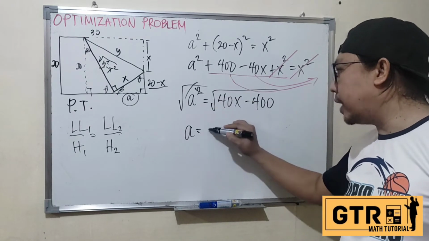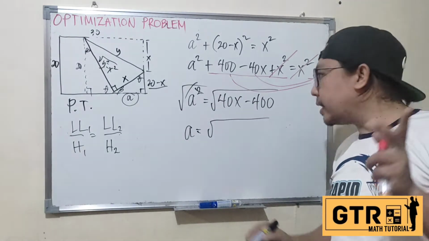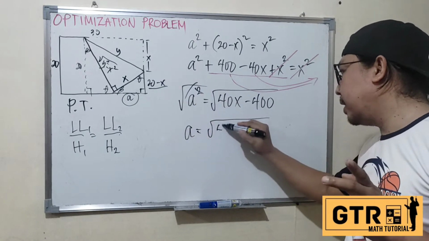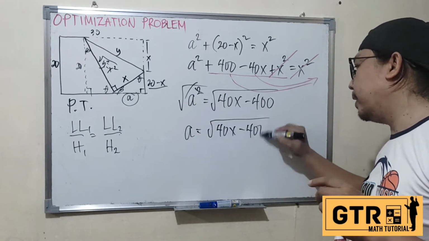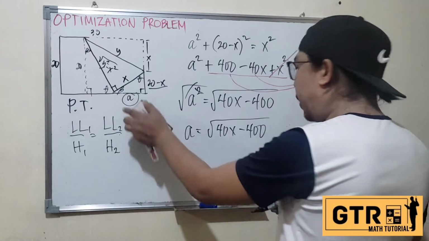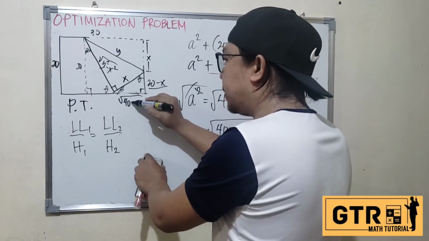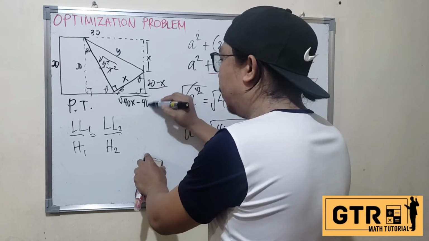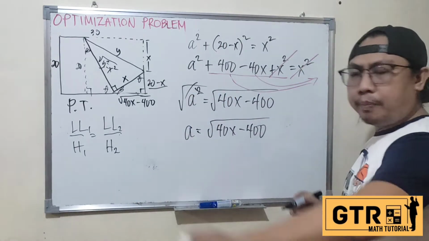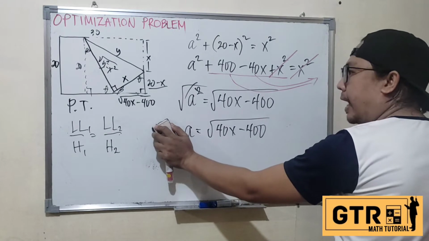Again, we will only use the positive because we're talking about lengths. So this is the value of a, the square root of 40x minus 400. So now we have completed what we need.